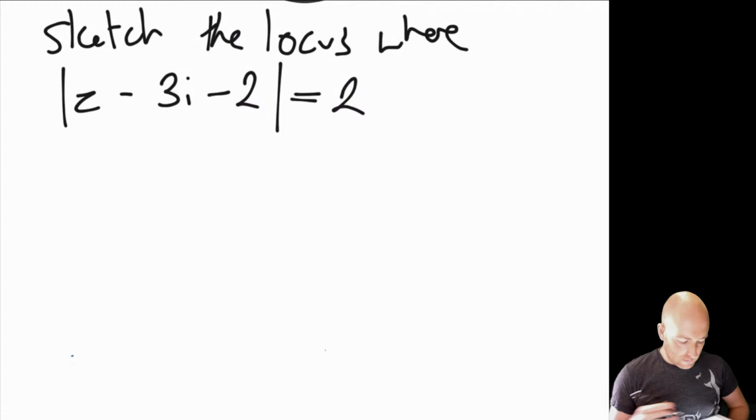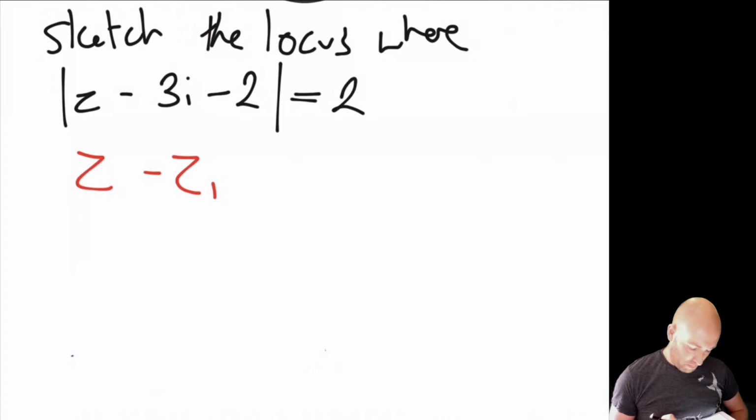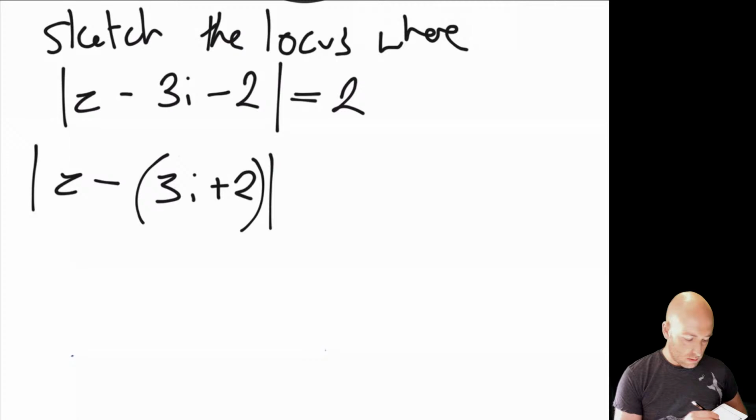Basically, z minus z1, okay? In this case, because both of the signs are negative, we're fine. We don't need to worry about it. We could just take a negative out as a factor. We could rewrite this as z minus 3i plus 2. Then we don't need to worry, because we've got z minus z1. So z1 is just 3i plus 2.